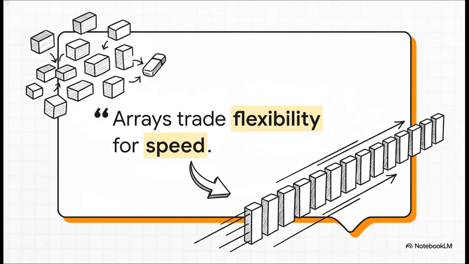And this brings us to one of the most fundamental truths in software engineering. Arrays make a very clear trade-off. You give up flexibility, the ease of changing things, in exchange for raw, predictable access speed.